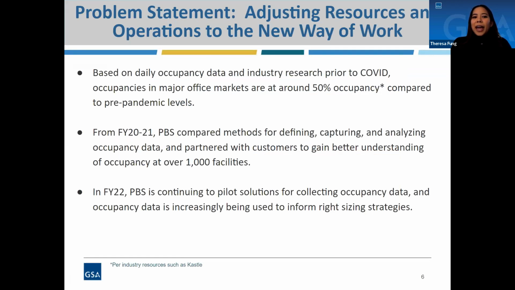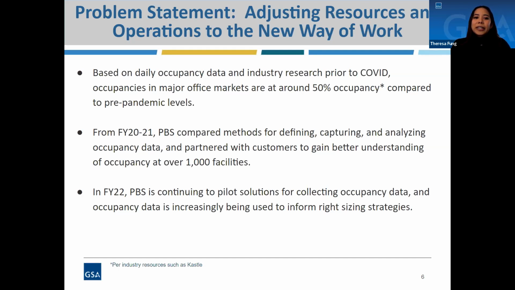We found that having that data point of actual rates of occupancies in our office buildings is even more essential now, especially since the federal community as well as commercial users have also adopted a more mobile and agile workforce. Based on daily occupancy data as well as industry research, it's estimated that occupancies in major office markets are about 50% less than they were in 2019.